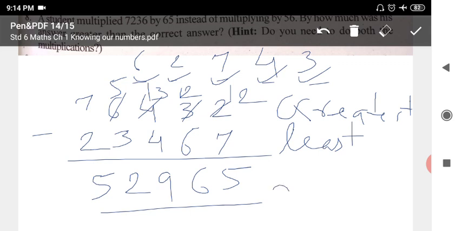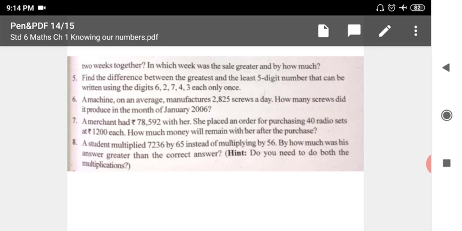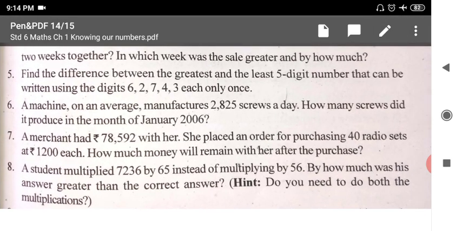So what is the difference which we get? That is 52,965. So this is the difference that we get by forming the greatest and the smallest numbers with the help of these 5 digits and then subtracting.